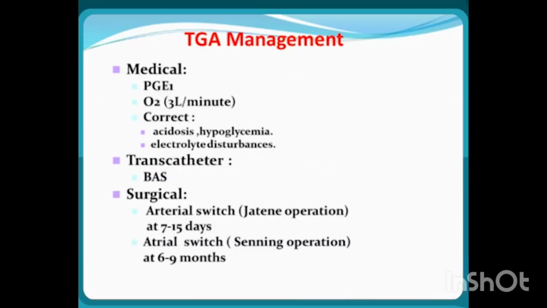TGA management depends on whether the interventricular septum is intact or there is a VSD, and on the anatomy of the coronary arteries and all these things. Initially, if the patient has a small PFO and is very sick, we have to go for BAS. If that is not the case, then in the first 1 or 2 weeks we go for the arterial switch operation.